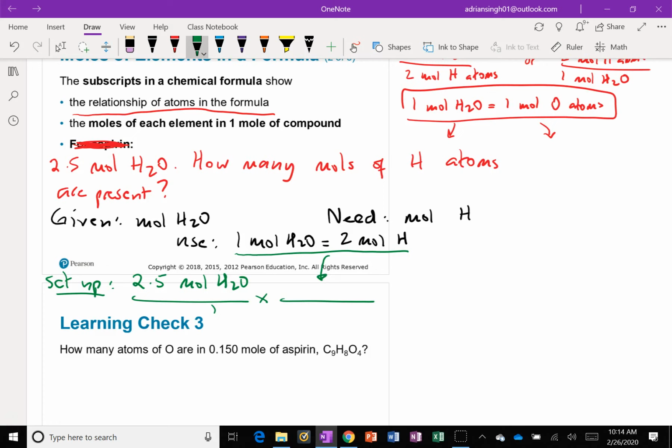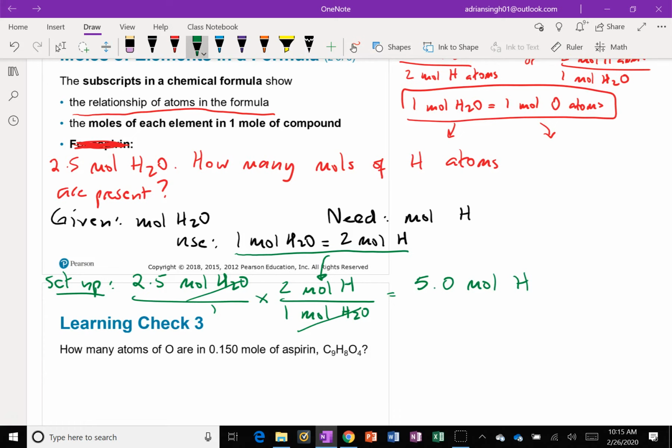Right, what's going to tell us what goes on top and what goes underneath? Your units, right? So don't just put the numbers in, include the units. Moles of what, moles of what. Because if you want to cancel out moles of water and end up with moles of hydrogen as your unit, moles of hydrogen should go on top. And moles of H2O has no choice but to go underneath. So we have 2 moles of hydrogen for every 1 mole of H2O. Moles of H2O cancel, and that would give us 5 moles of hydrogen.